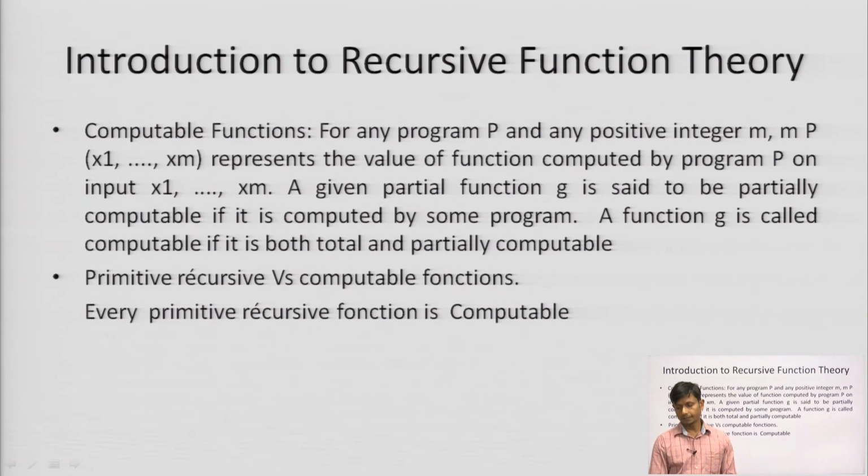Computable functions: for any program p and positive integer m, p represents the value of the function computed by program p on input x1 to xn. Given a partial function g, it is said to be partially computable. Partially computable means this is an undecidable problem, which creates the problem in halting, that is, partially decidable.